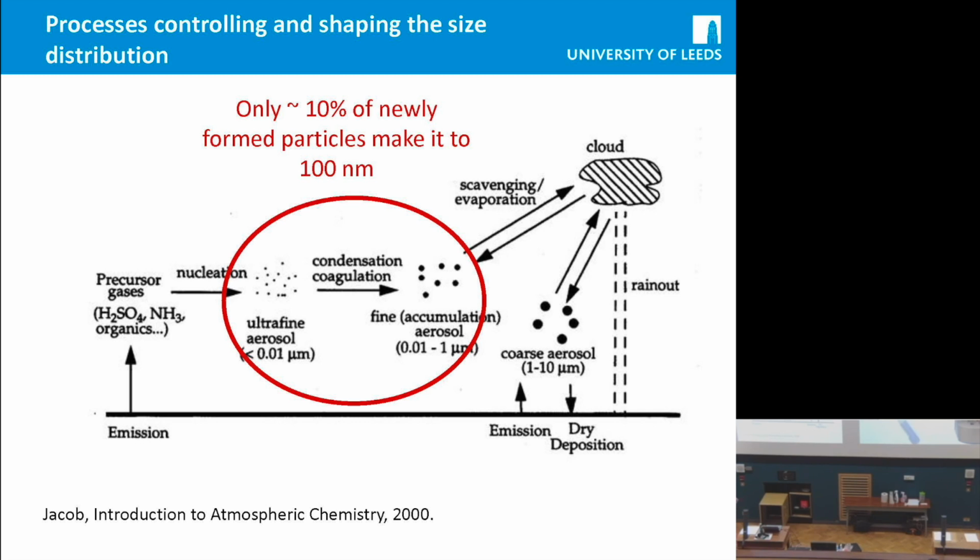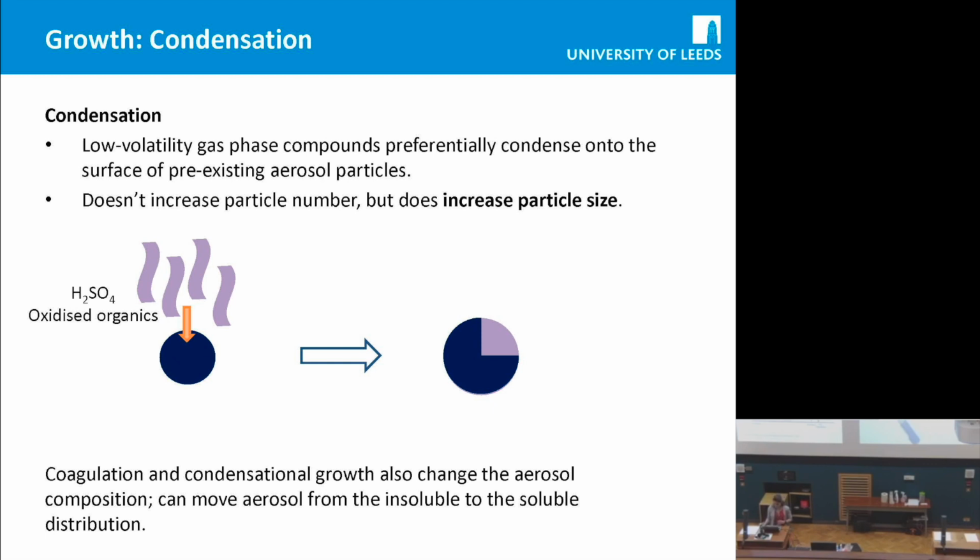This is important because this is the size at which they're mostly starting to affect the climate. So that's why you might see people talking about things at 100 nanometers quite a lot, because that's an important size for that reason. There's a couple of things that can happen to them on the way.